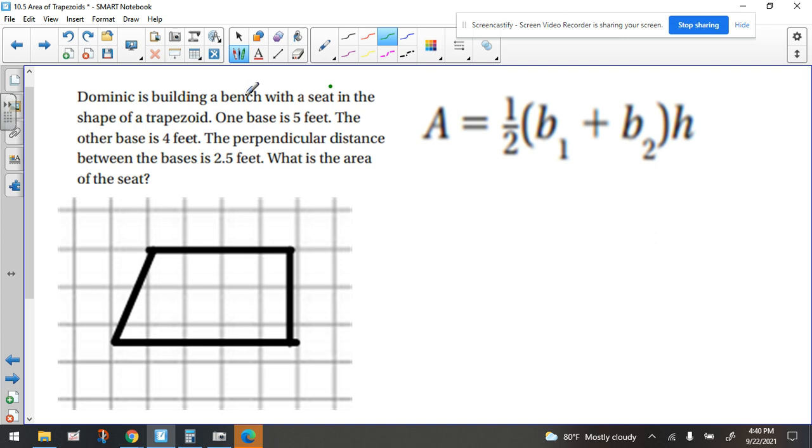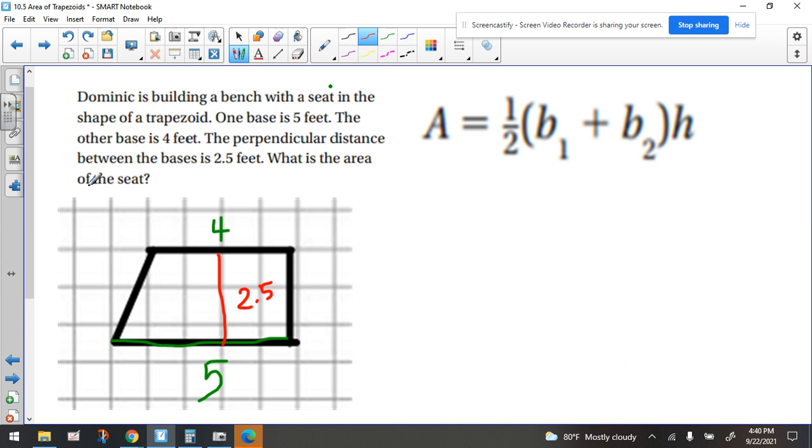Dominic is building a bench with a seat in the shape of a trapezoid. One base is 5 feet, so I did the best I could to draw that. So maybe this line right here, 5 feet. The other base is 4 feet, so I did the best I could to draw that. The perpendicular distance between the bases is 2 5/10 feet, so I did my best to duplicate that. So maybe that red line would represent the 2 5/10 feet.